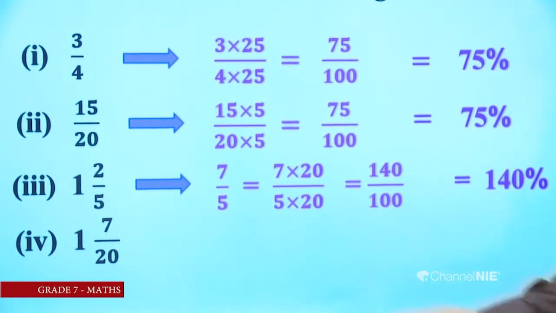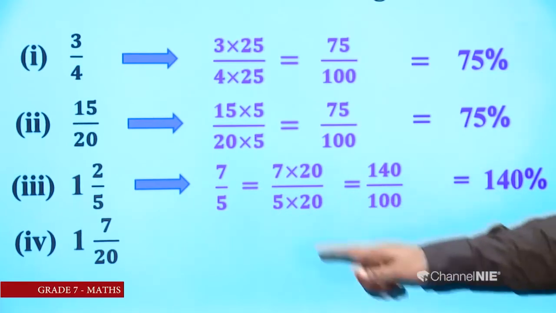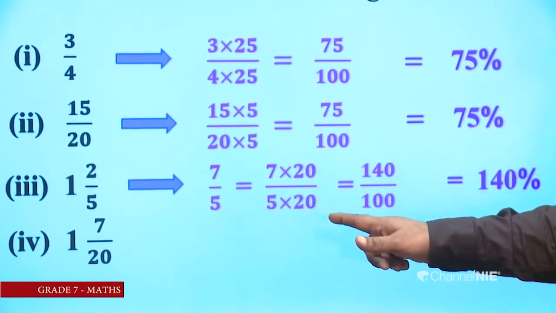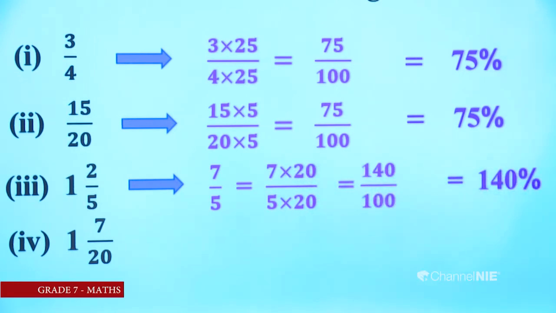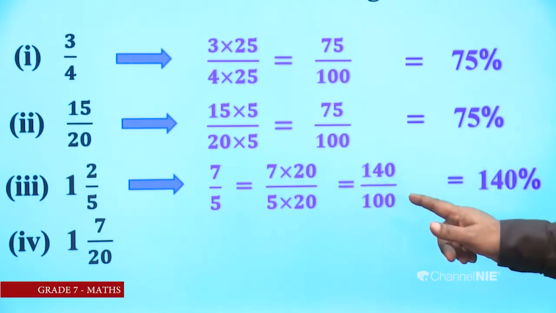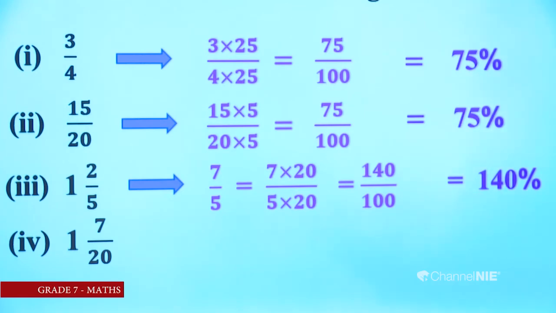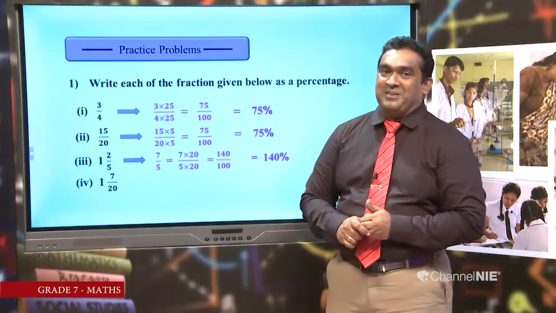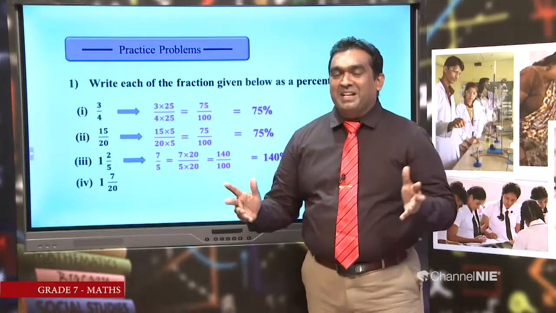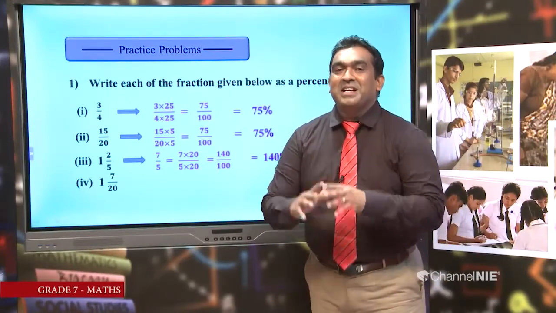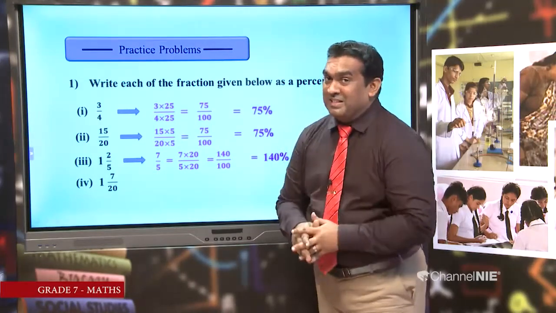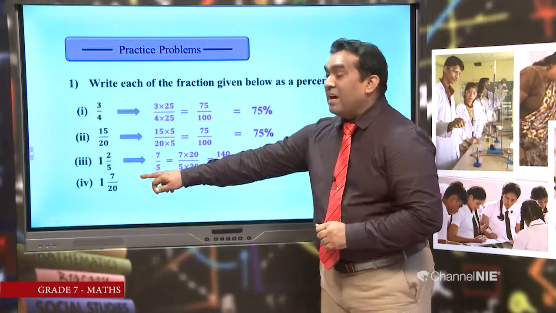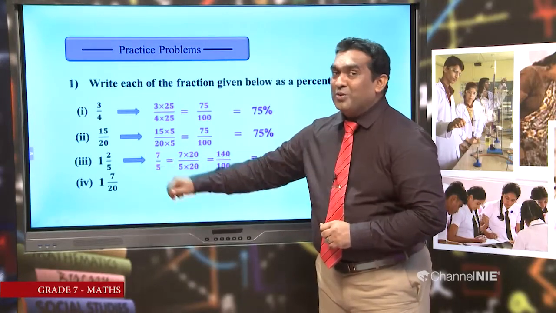Now, we want to make 5 into 100. Then 5 multiplied by 20. As a result of that, 7 multiplied by 20. Here 140 over 100. It means, my kids, this is 140%. Very, very interesting. Now, you know how to convert fractions into percentages. Next one, 1 and 7 over 20.